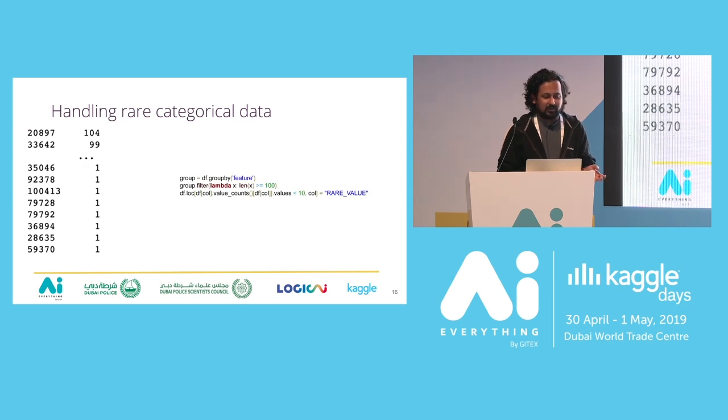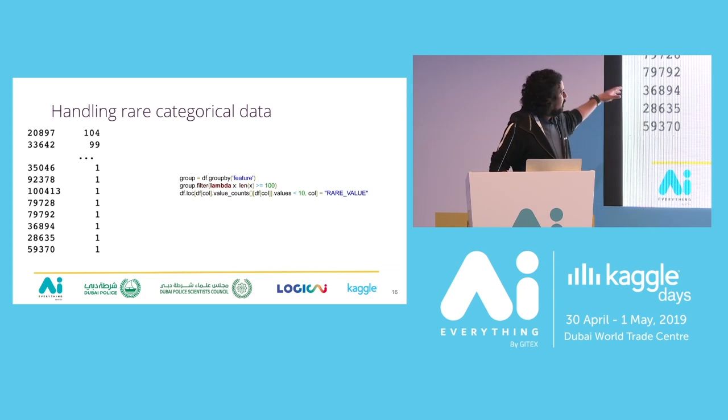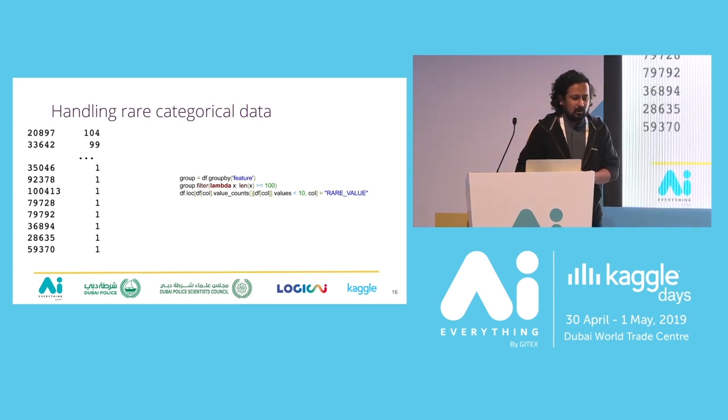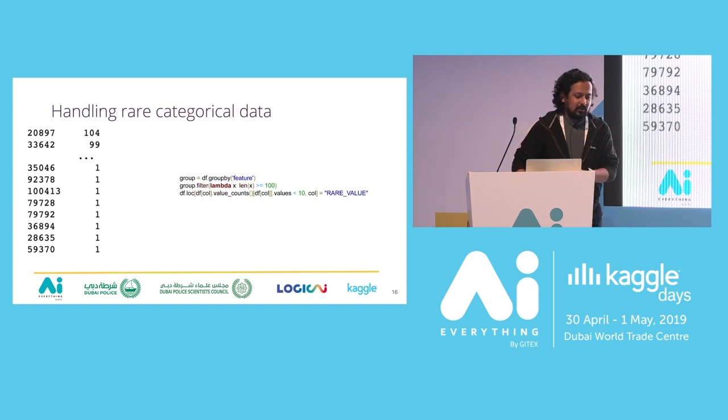But how would you go about handling rare values? Here you can see, in the same column from the previous slide, we have some categories which are seen only one time or less than 100 times, let's say. So what you can do is just take everything which is seen more than 100 times. Okay, I see there is a slight mistake here, but what I'm trying to do is take everything which is seen less than 100 times and put it in its own category and call it a rare category.